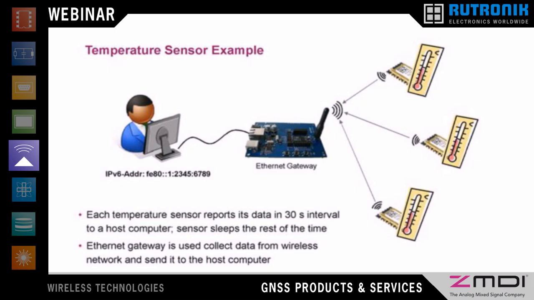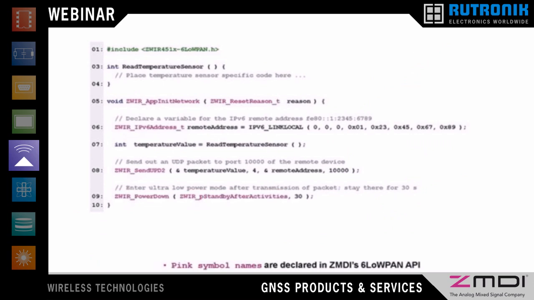Afterwards, the stack will send the UDP packet to the computer, and then in line number 9, we are calling our power down function. After executing this function, the stack will wait till the packet is sent to the computer, and then it will send the module into standby mode for the next 30 seconds.